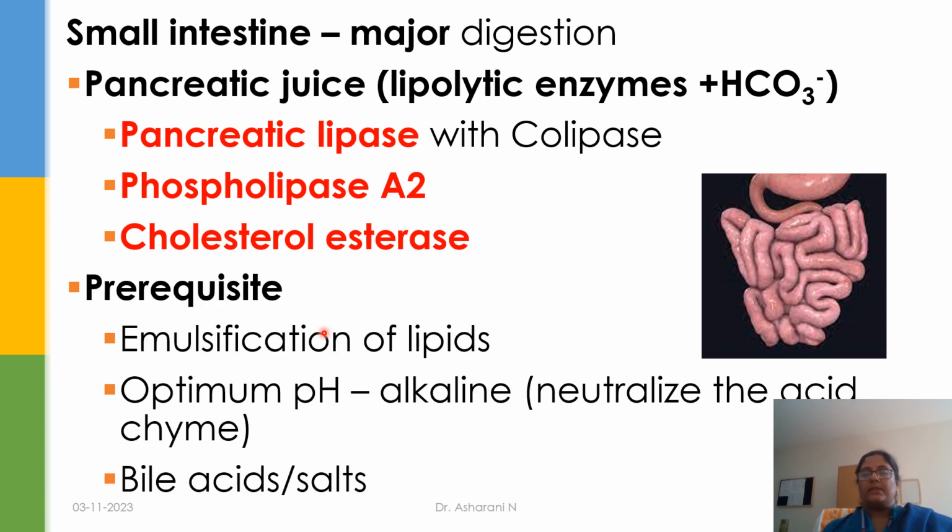The prerequisite for digestion in the small intestine is that emulsification of fat should happen, and there should be an alkaline pH, mainly to neutralize the acid chyme, along with the bile salts and bile acids secreted from the liver. That is stored in the gallbladder and secreted into the duodenum whenever food particles enter the small intestine. So these are the prerequisites for the complete or final digestion of lipids.